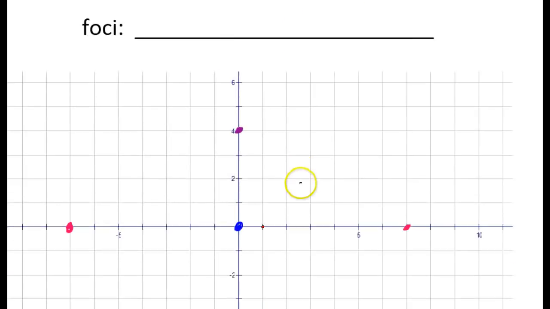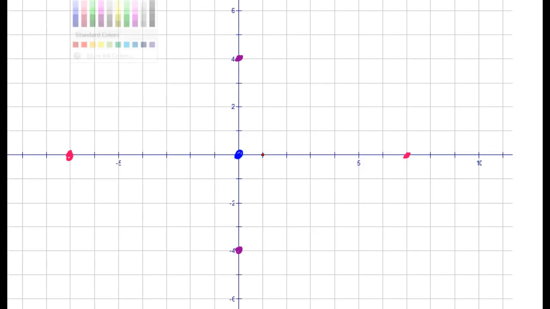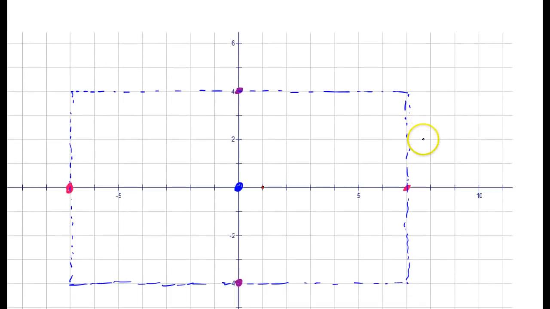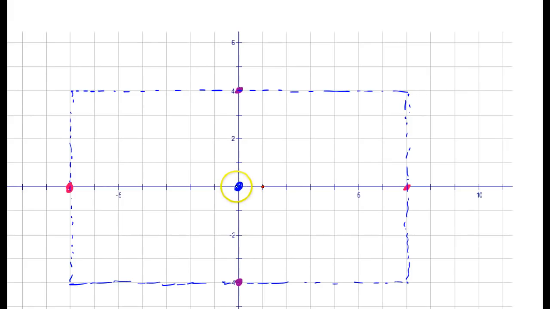Those are my co-vertices. Okay, the vertices and the co-vertices define a rectangle. So I'm going to draw a rectangle where the sides contain the vertices and the co-vertices. All right, draw your rectangle as a dotted line like I'm doing. Okay, the diagonals of your rectangle are going to be the asymptotes of the hyperbola.